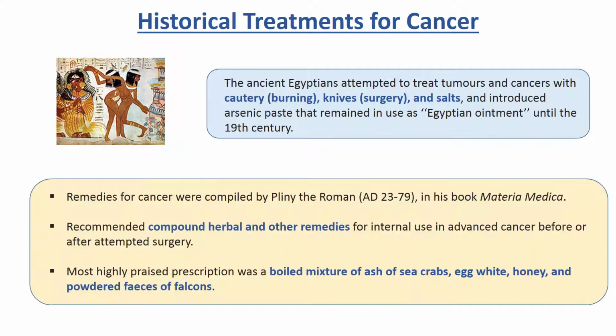Remedies for cancer were compiled by Pliny the Roman in his book Materia Medica. He recommended compound herbal and other remedies for internal use in advanced cancer before or after attempted surgery. Furthermore, his most highly praised prescription was a boiled mixture of ash of sea crabs, egg white, honey, and powdered feces of falcons.